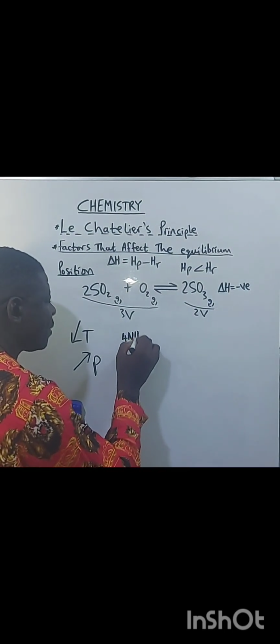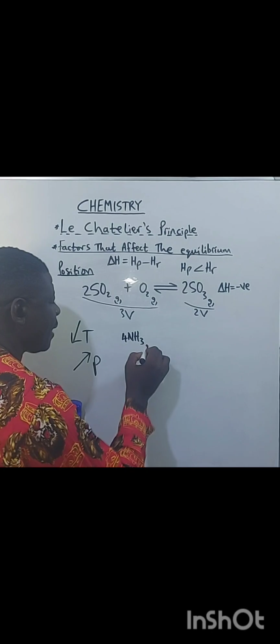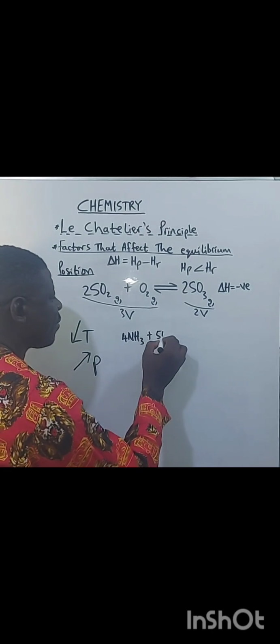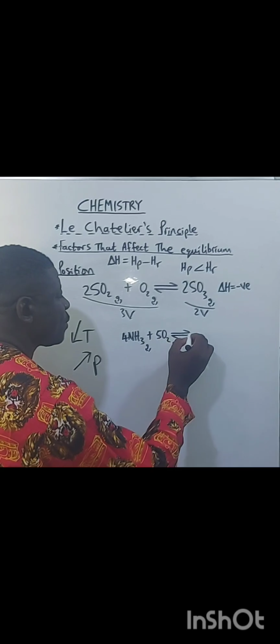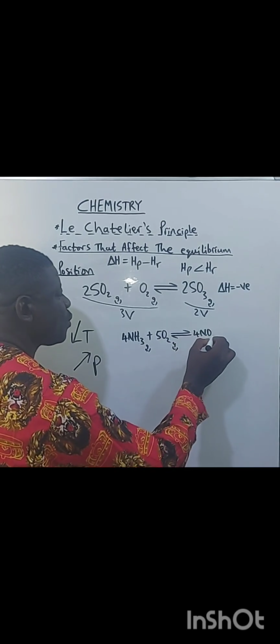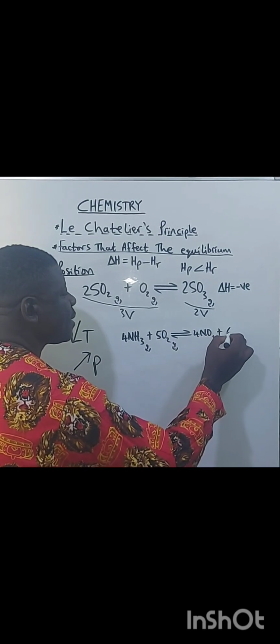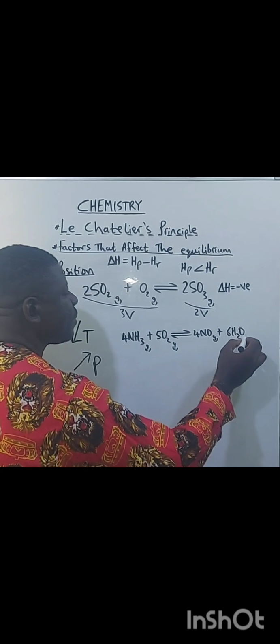4 molecules of ammonia gas reacting with 5 molecules of oxygen to produce 4 molecules of nitrogen 2 oxide plus 6 molecules of steam. And the delta H of this reaction is also negative. This is an exothermic reaction.